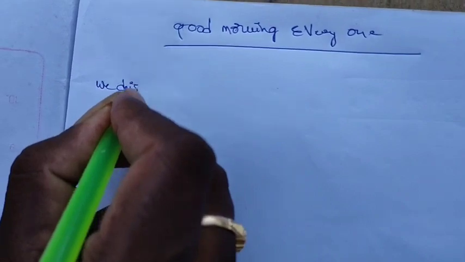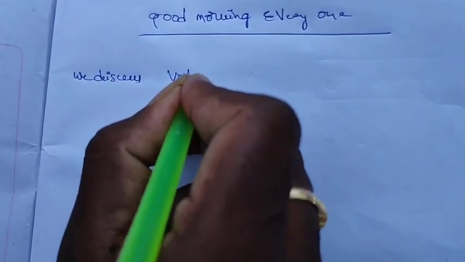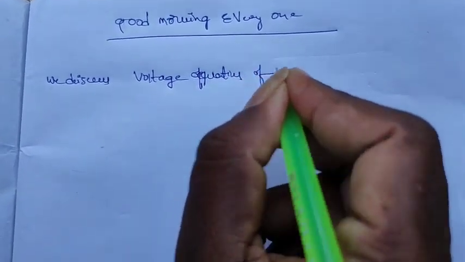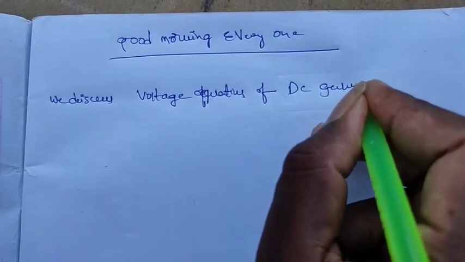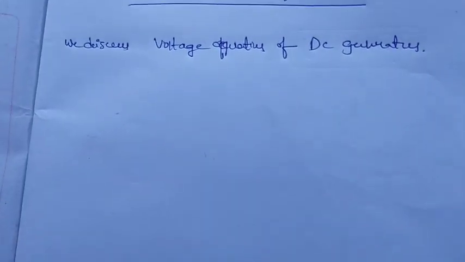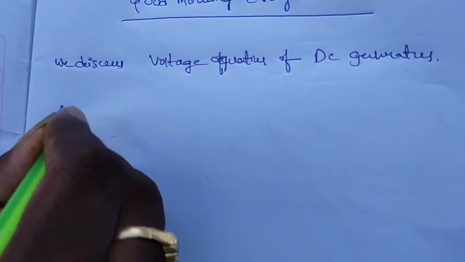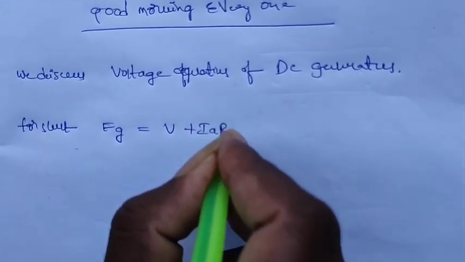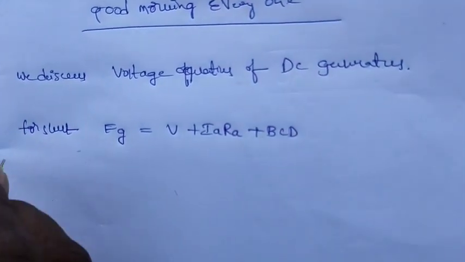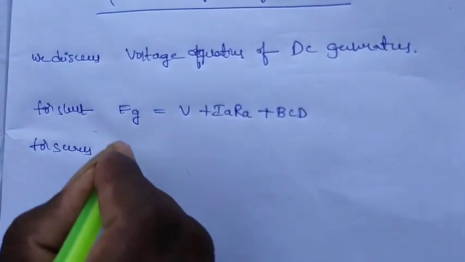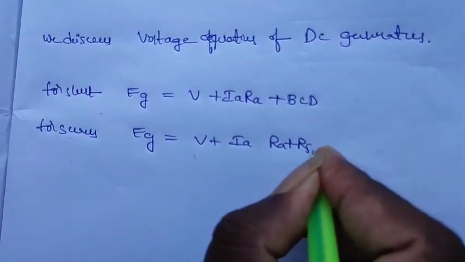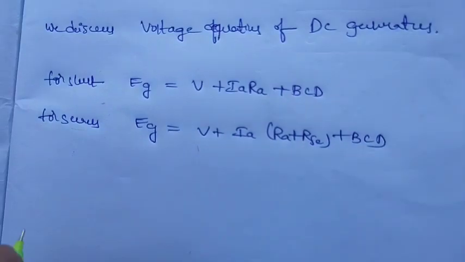So, last class we discussed voltage equations of DC generators. For a shunt generator, what is the equation? Eg equal to V plus IaRa plus brush contact drop. For a series generator, Eg equal to V plus Ia(Ra plus Rse) plus VCD.